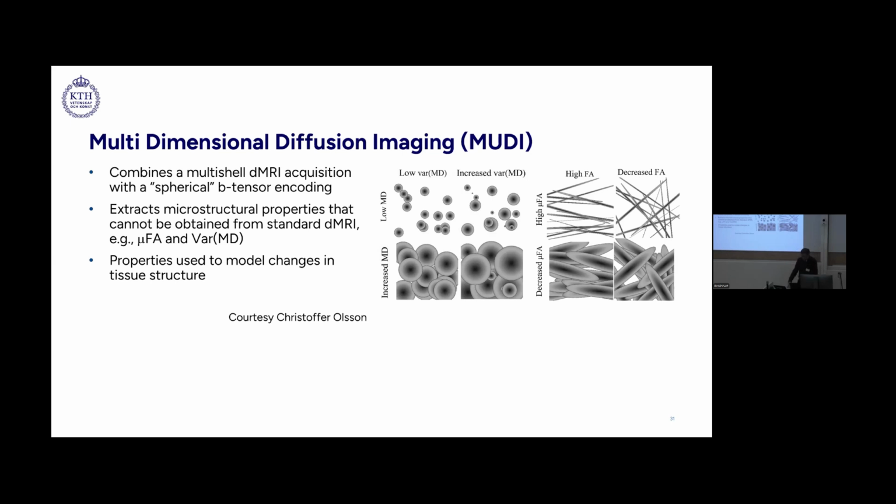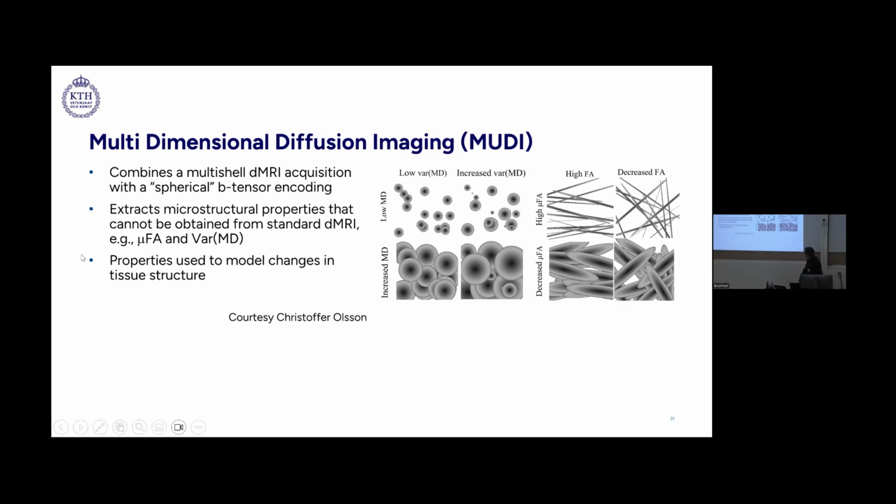So in standard diffusion you get FA, fractional anisotropy, and mean diffusivity, for example. With this MUDI, you can have other stuff like, for example, micro FA or the variance of MD and other stuff as well, which are very relevant for our projects.